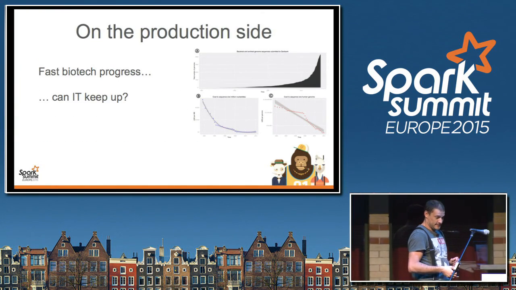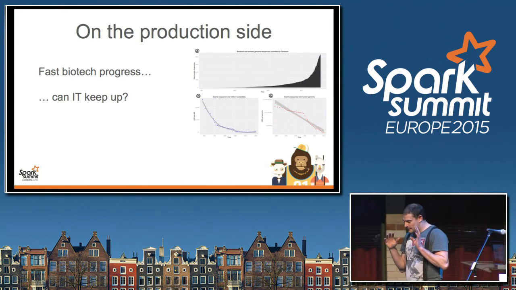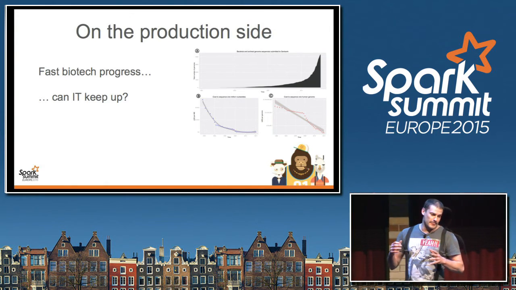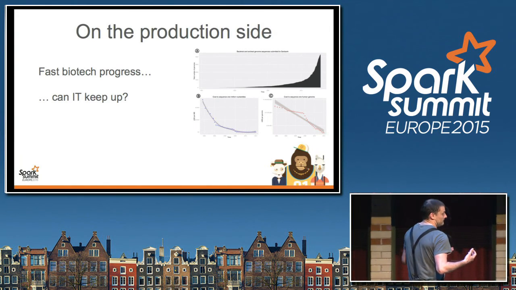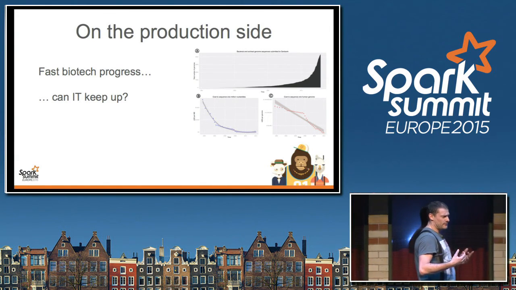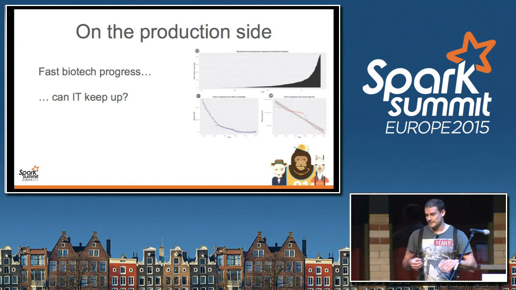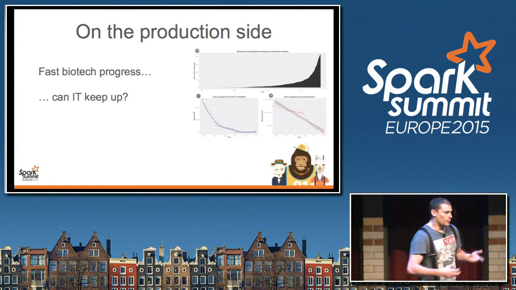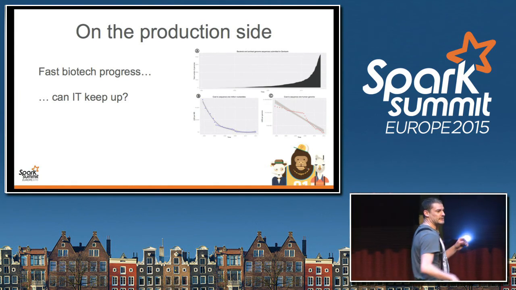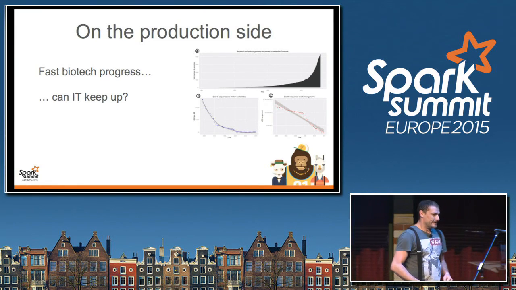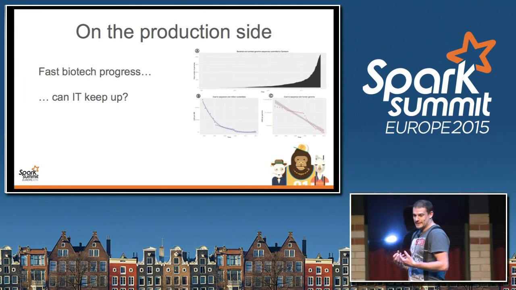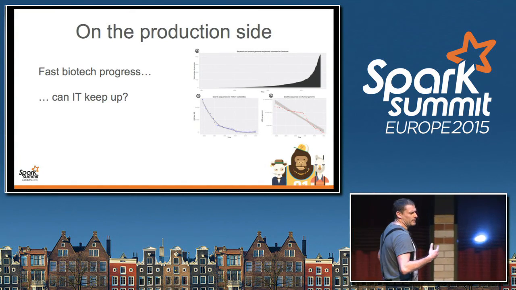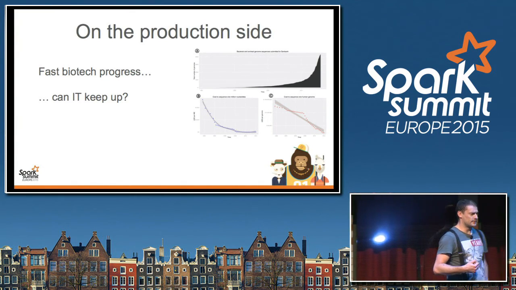Now, if we think about what's happening on the production side of this data, the biotechnologies have been evolving very fast since the early 70s. And if we compare the amount of production of data to Moore's law, it really looks like this flat, boring line that is the expansion of IT resources compared to the data. And this actually applies to many fields. It's not only genomics.